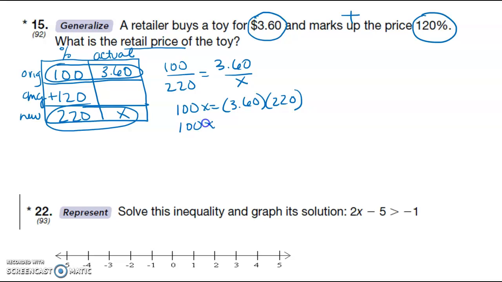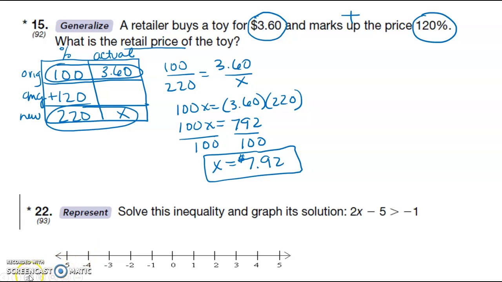Okay, 100, and then we cross multiply. 100x is equal to 360 times 220, which is 792. So x is equal to $7.92.